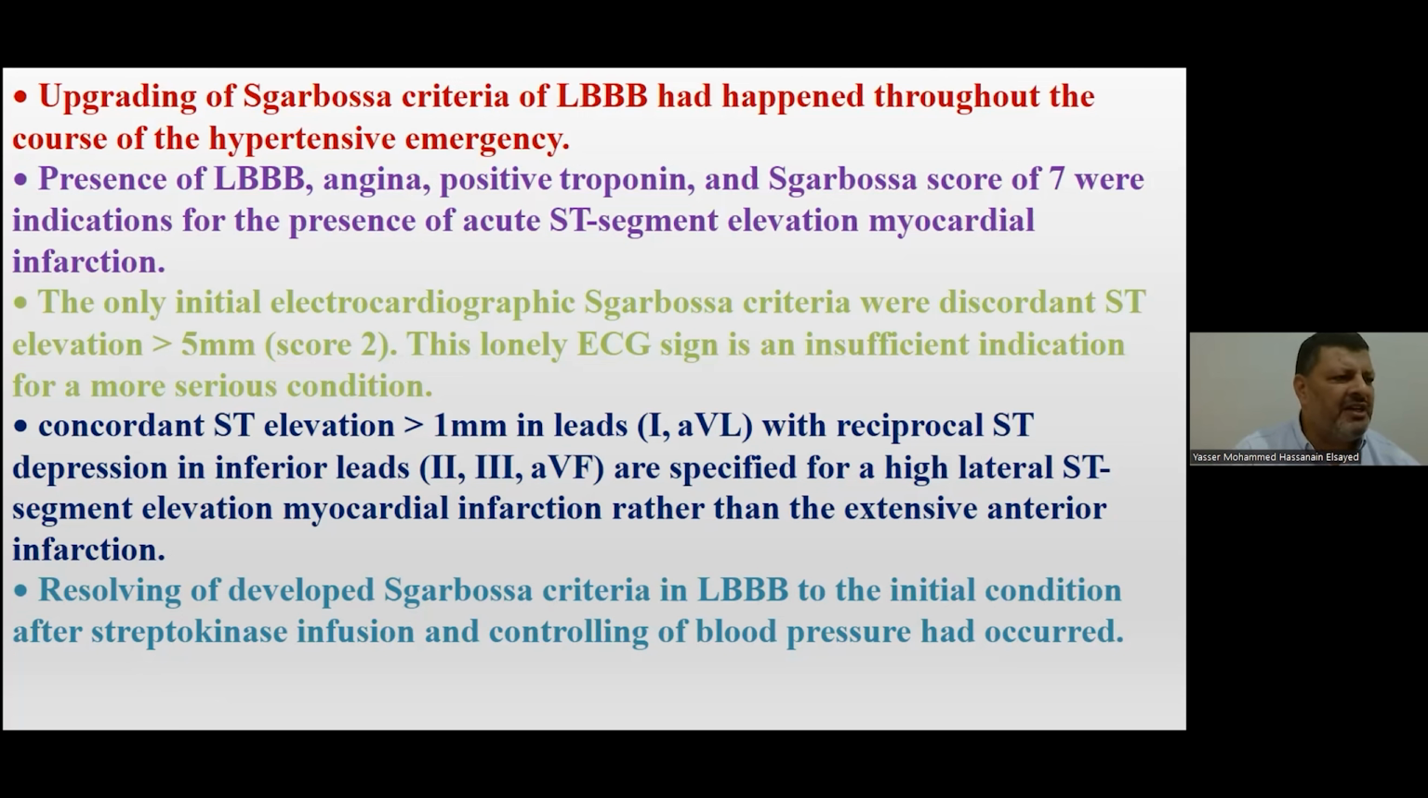The only initial ECG Sgarbossa criterion was discordant ST elevation with a score of 2. This ECG sign alone is, as I said before, an insufficient indication for a more serious condition. Concordant ST elevation more than 1 millimeter in lead 1 and aVL with reciprocal ST depression in inferior leads is specific for high lateral myocardial infarction. Resolving of the developed Sgarbossa criteria of left bundle branch block to the initial condition happened after streptokinase infusion and controlling of blood pressure.